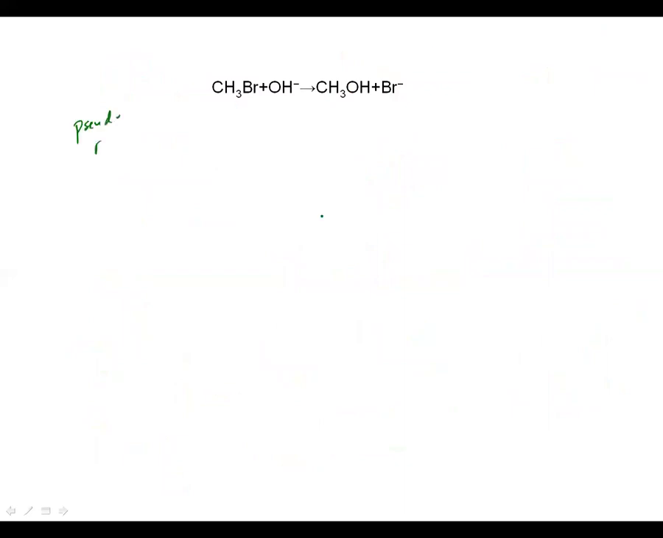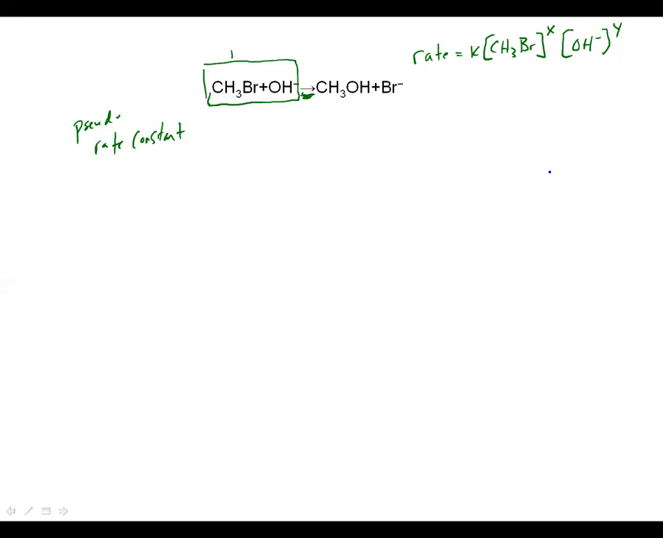So let's take, for example, this reaction here. If we write the rate law for it, the rate would be equal to k times the concentration of CH3Br to the x and OH minus to the y. And remember, when we write rate laws, it is only the reactants that are involved. So don't get that confused with the equilibrium constant. It is just the reactants that are involved when we do this.